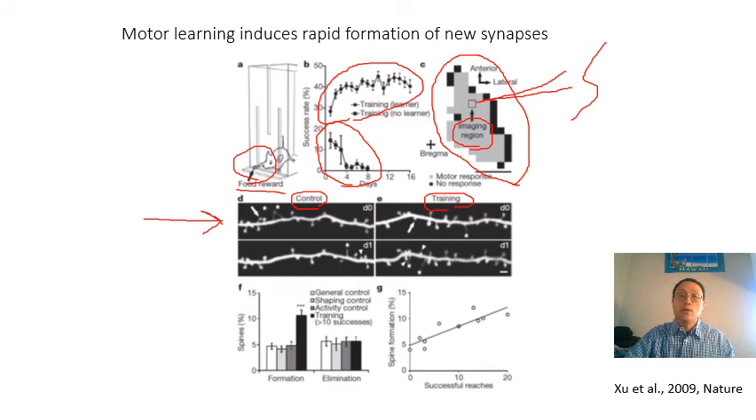Okay, so what they saw is that even after just 1 day of training, the formation rate of the spines in the learners really increased, while it did not really impact the elimination rate. They also saw that the formation rate correlated positively with the successful reaches, which means that the more new spines that grew out, the better the animals were improving.